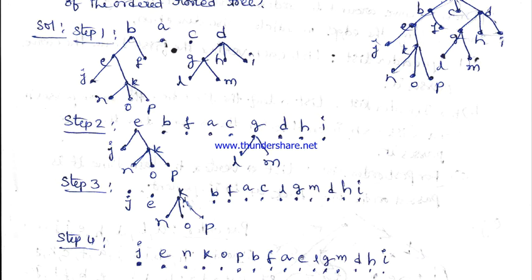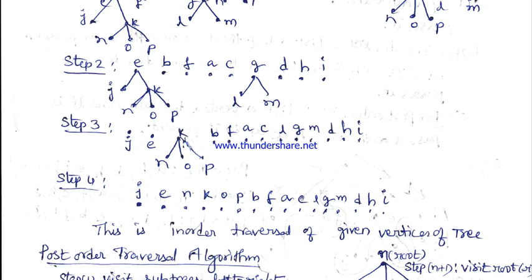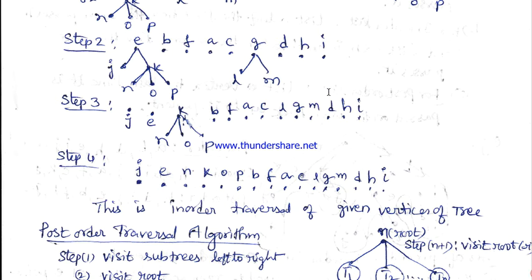Now we continue with the fourth step. Here the last subtree to be visited is with the root at K. To visit the subtree with root K, first we visit the vertex N, then the root K has to be visited, followed by the two other vertices O and P. And here is shown the order in which we visit the different vertices of the given ordered rooted tree using in-order traversal.